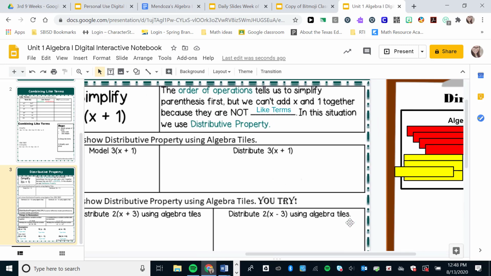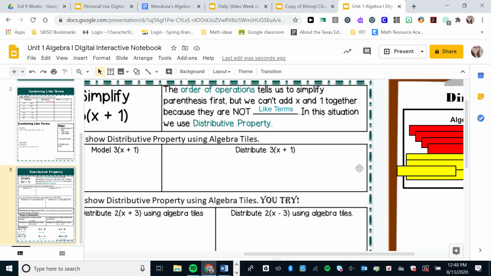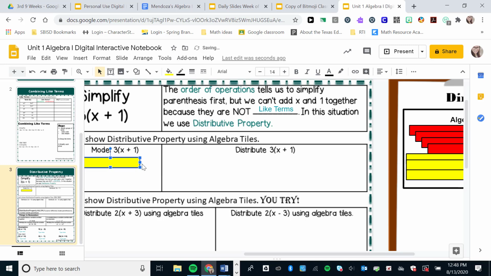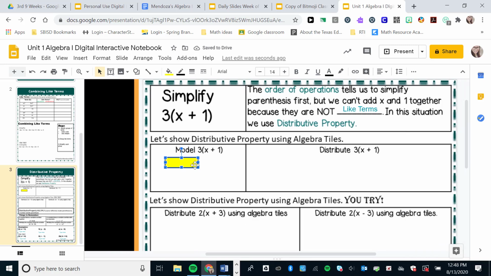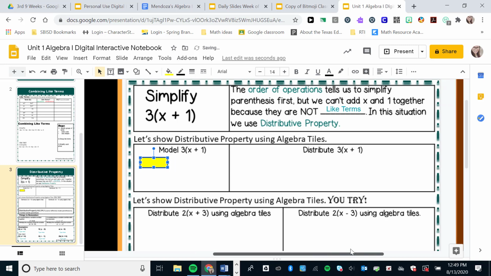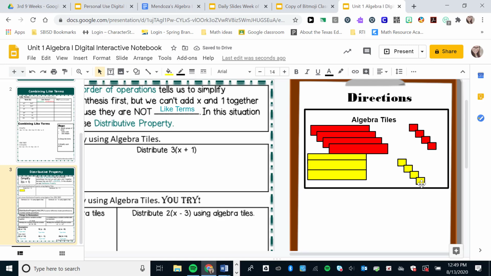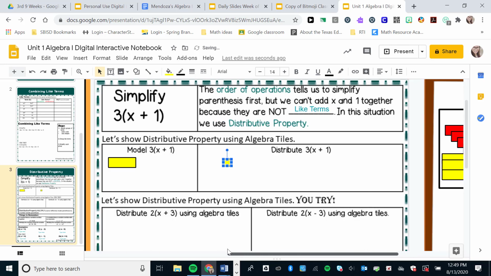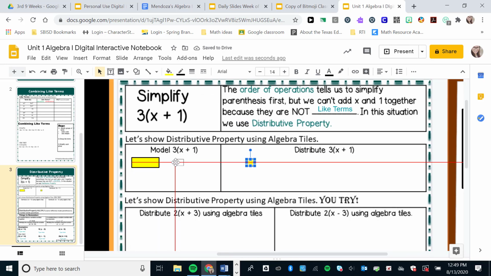Okay, so let's look at this. We're going to model 3 parentheses x plus 1. So what does that mean? Remember, parentheses means a group. That means we have 3 groups of x plus 1. So I'm going to move one of my x's over. I'm going to make this a little bit smaller so it fits. I'll make yours smaller so you don't have to mess with it when you do the lesson. All right, so I have 1x, but I need 3 groups of x plus 1, so I need to bring another one of these units. So that's 1x plus 1, but this number on the outside is telling me I need 3.